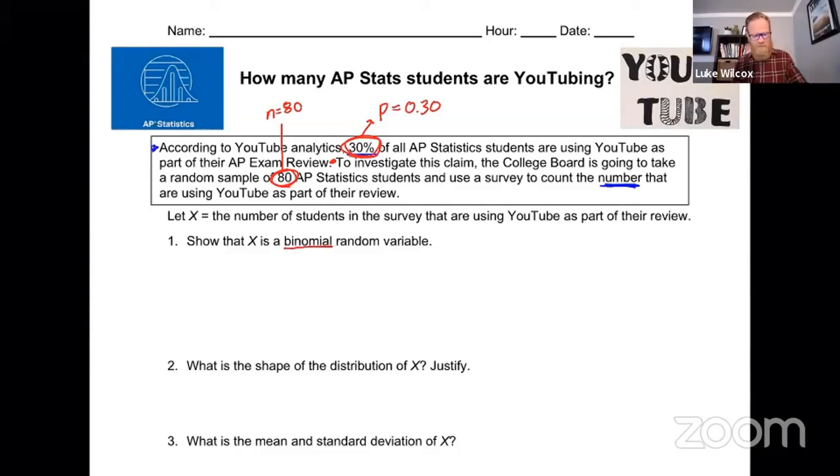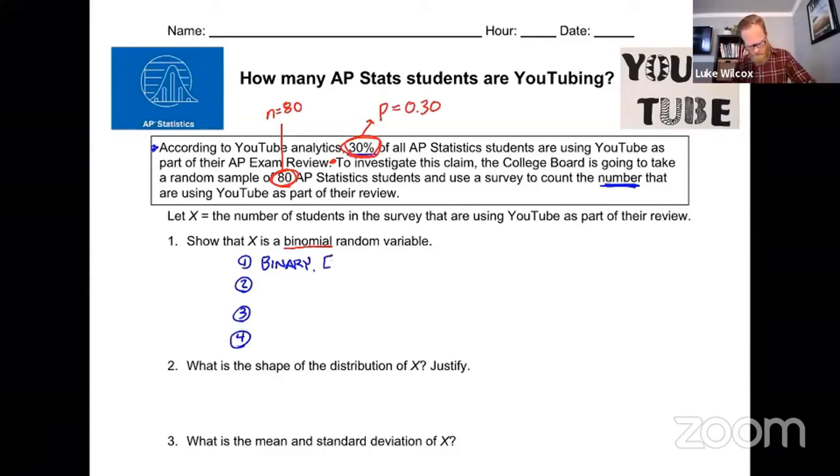Binomial random variable. Well, if you want to show that something is a binomial random variable, there are 4 conditions that must be met. So let's list out these 4 conditions, and then we'll go through and check each one of them individually. So the first condition is what we're going to call the binary condition. And binary means that each trial can either be categorized as a success or a failure. And when I say trial here, I mean each individual AP Stat student that's part of the sample. And sure enough, we could categorize them as a success if they're watching YouTube, a failure if they're not.